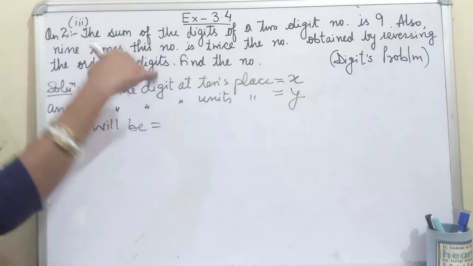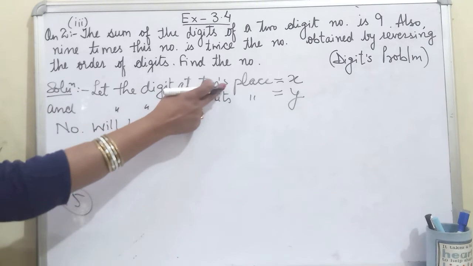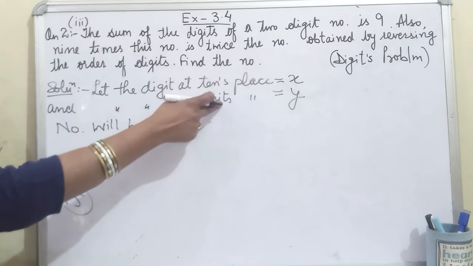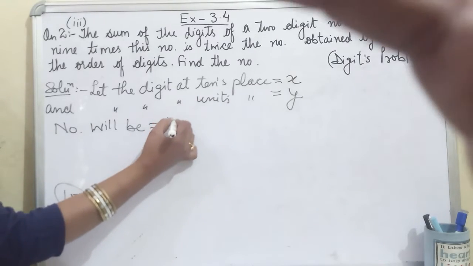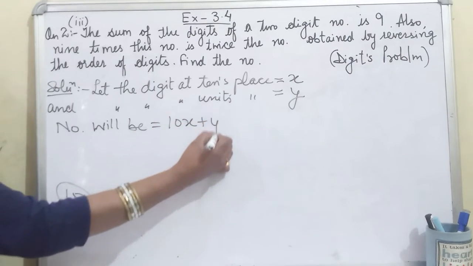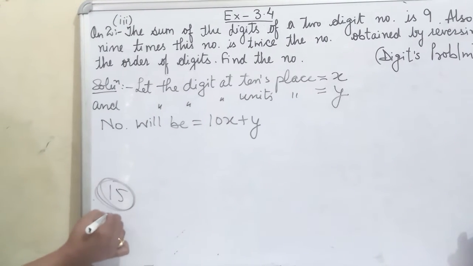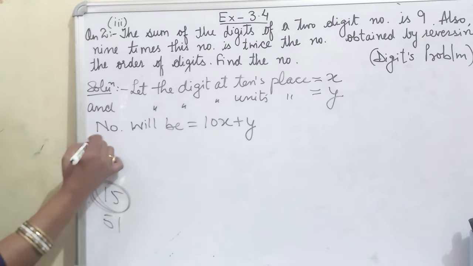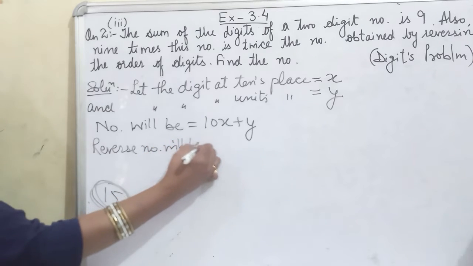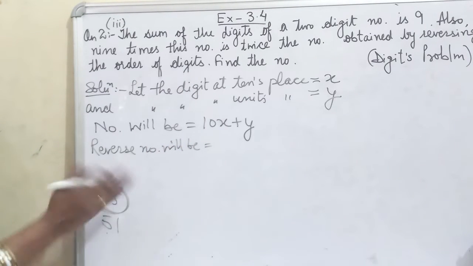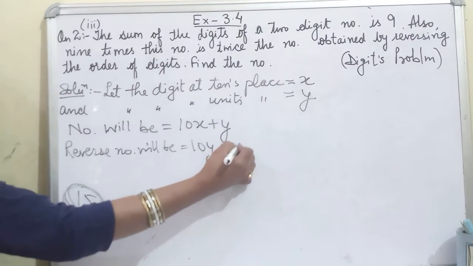The number will be, accordingly, I told you how to write this 15. Accordingly, how do I write a number whose tens place digit is x and units place digit is y? I'll get a number 10x plus y. In the same way, if I want to reverse this number 15, it will be 51, and at that time the reverse number will be just the ones place and tens place shifted with each other, so it will be 10y plus x.